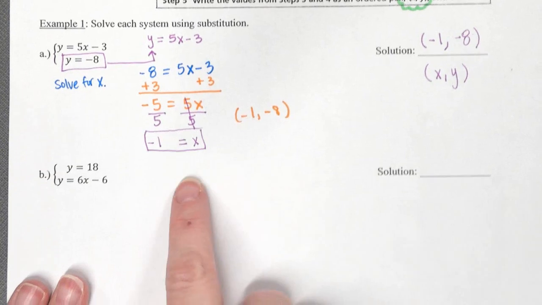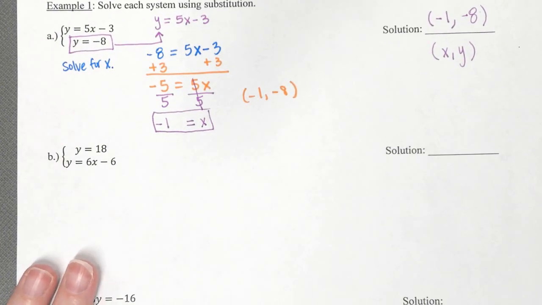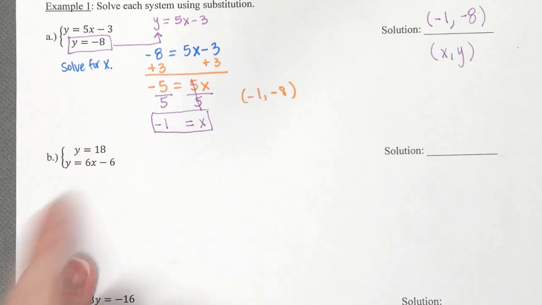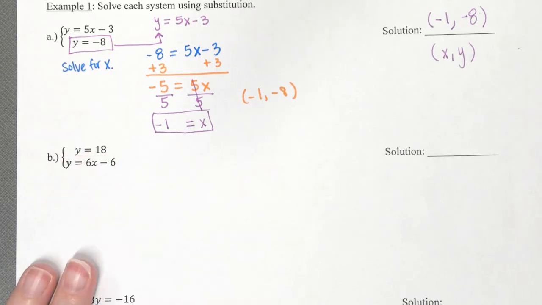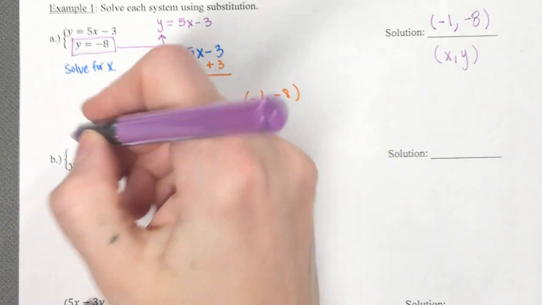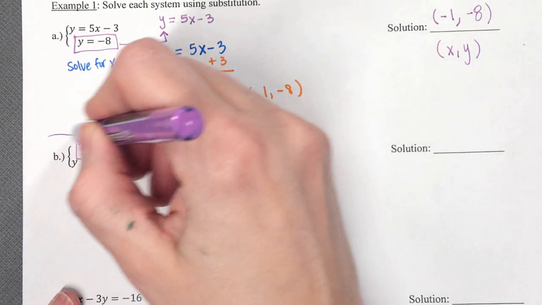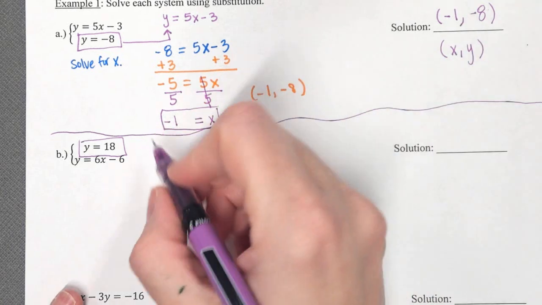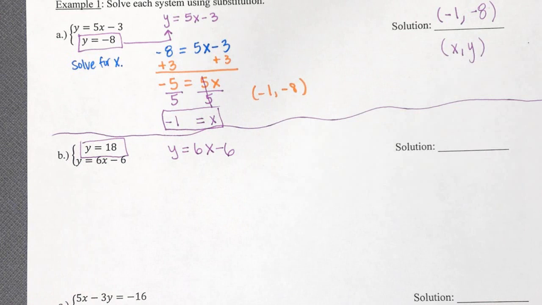Okay, so based on that, I'm going to have you guys do part B. So you have y equals 18 and then y equals 6x plus 6. Okay, so just like we did before, see how there's one that equals a number? That's what you're going to plug in to the equation. Okay, so I want you to plug that in and then I want you to solve it.